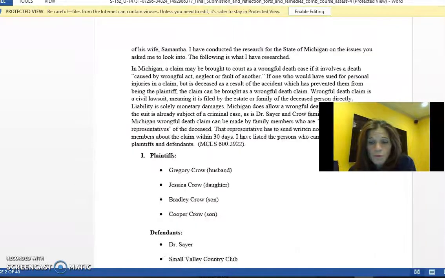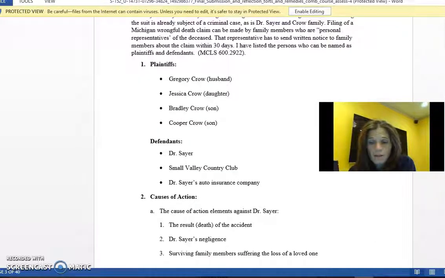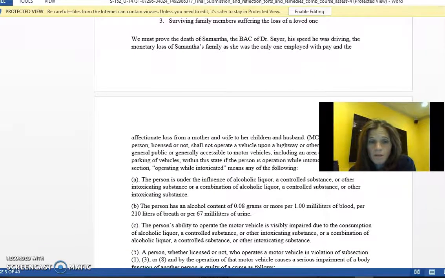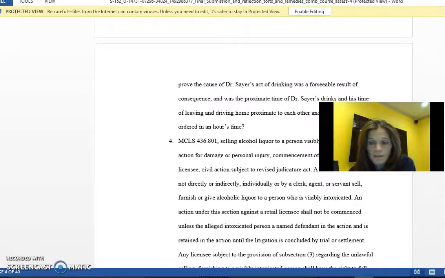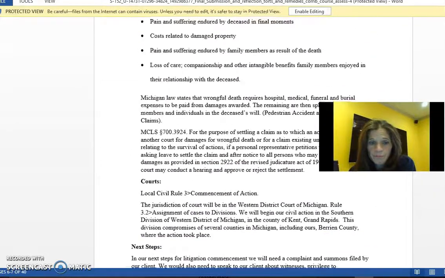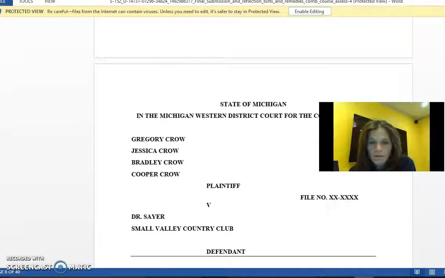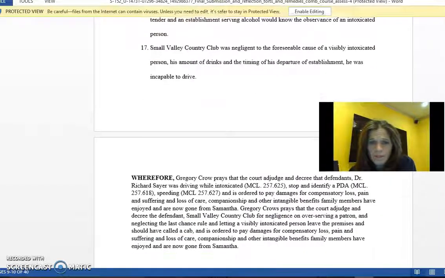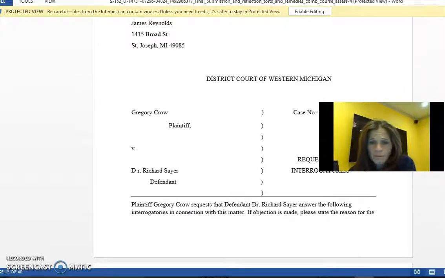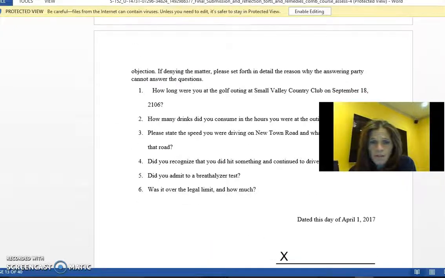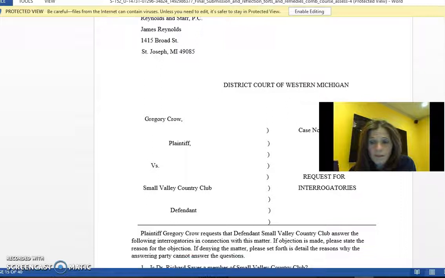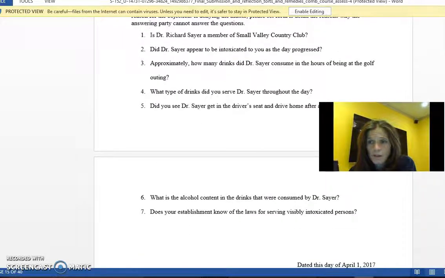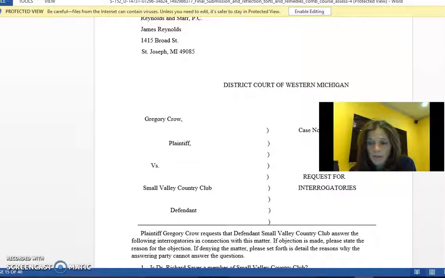So there was a civil suit brought against him for wrongful death, and I had to look into my home state laws, which is Michigan, for bringing about a wrongful death and who can bring one. And so I have a list of plaintiffs and defendants. I also have here many legal documents, such as the complaint. We did a summons. We did a request for interrogatories, where I asked 5 questions of the defendants. There was the drunk driver himself, plus the country club where he was all day, where he became intoxicated.